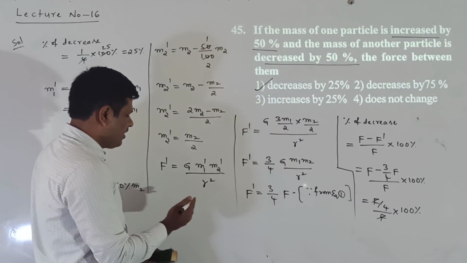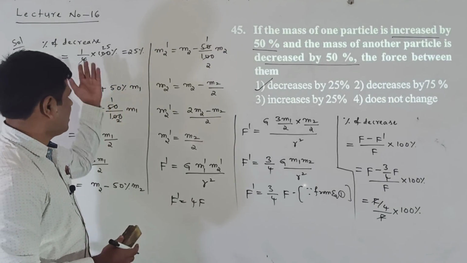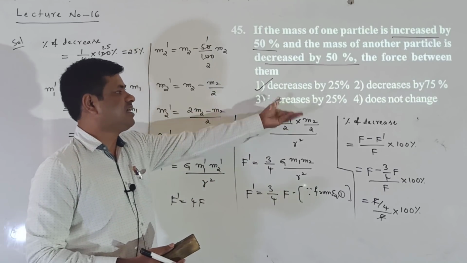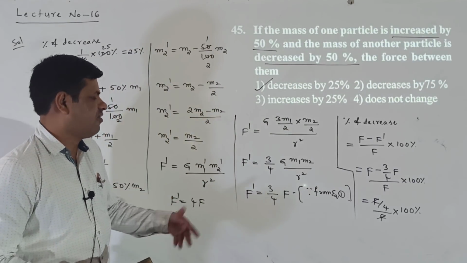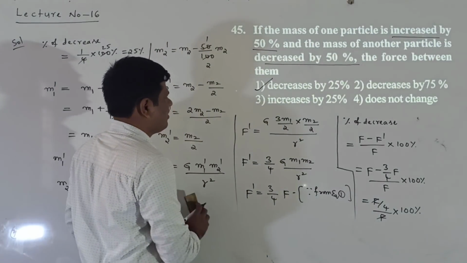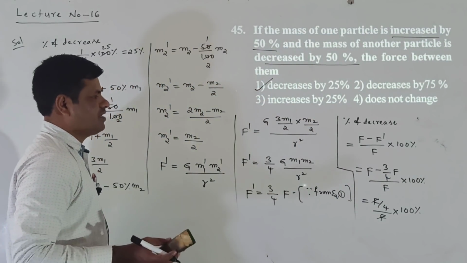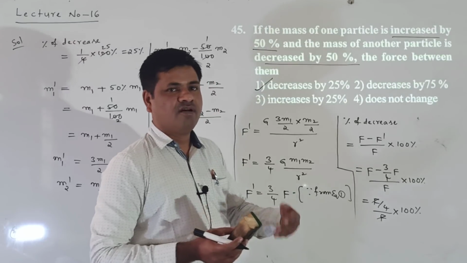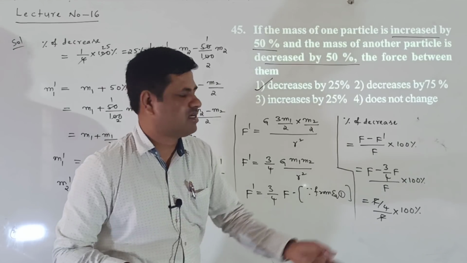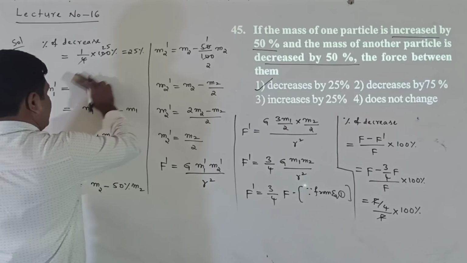Suppose it was increasing. How would it increase? Suppose F dash is equal to 4F. Initially it is F, final is 4F, so it is increasing. In this case we find the percentage of increase. But here 3 by 4 F means decreasing. The final force is decreasing. That's the reason we are finding the percentage of decrease, which is 25%. If a doubt arises, why find the percentage of decrease and not increase, it is because the final force is decreased. Right. That is the reason.